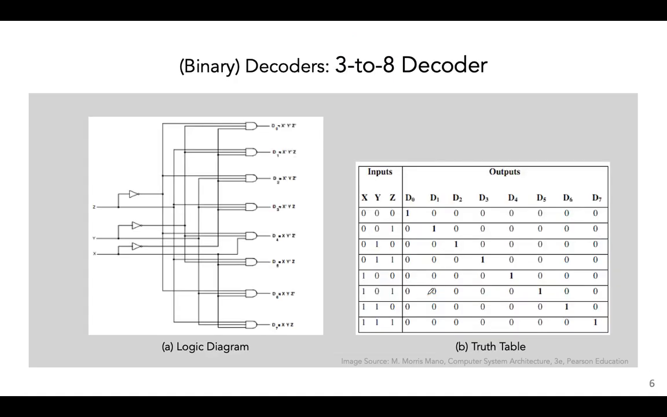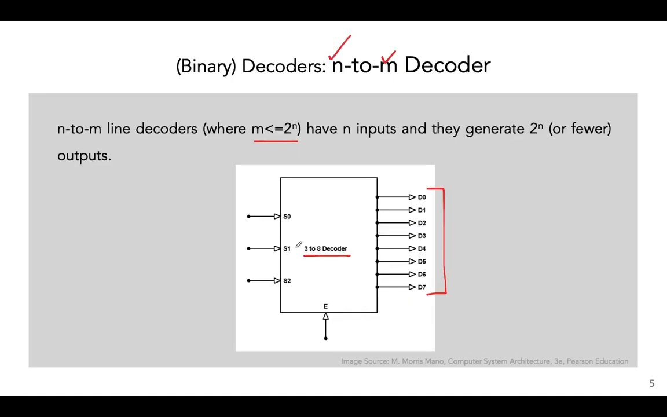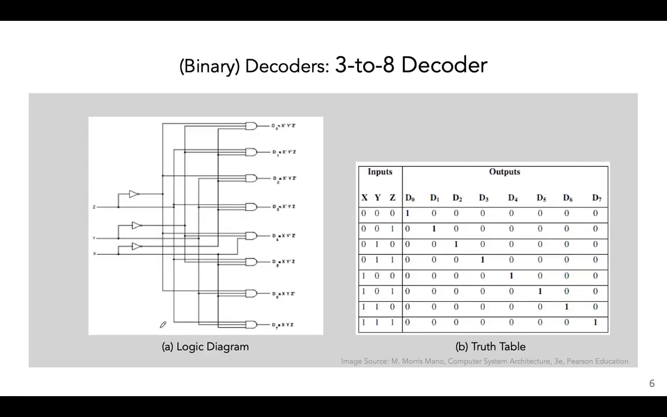So this is a 3 to 8 decoder like the one we saw in the previous slide. So here this is the logic diagram for the 3 to 8 decoder and the truth table for the same. So now you can see that this is the internal circuit consisting of the gates. We have 3 inputs, we have 8 outputs, and here we have the truth table for the same inputs and outputs.